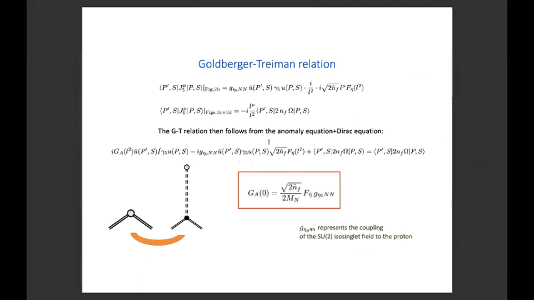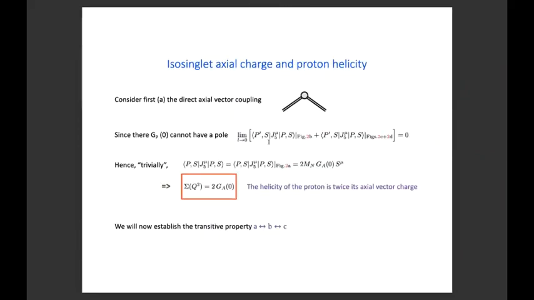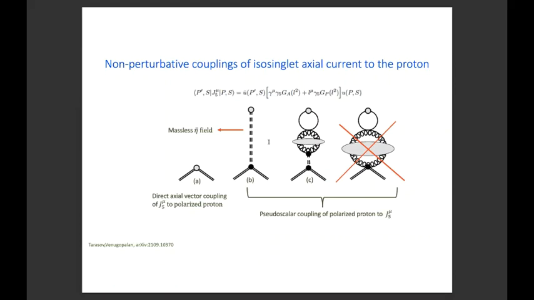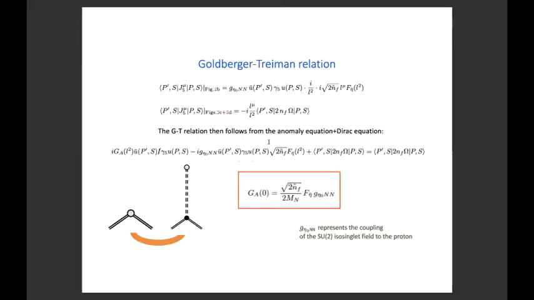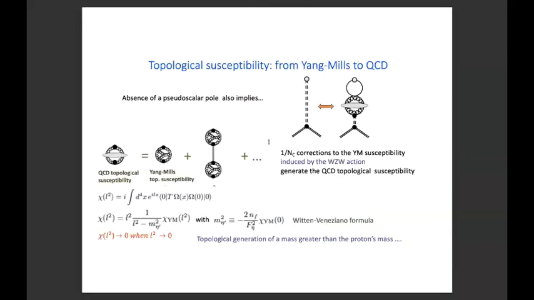It's a fundamental relation that relates the physics of what goes on in the axial vector sector to that of the pseudoscalar sector. And it's a fundamental property of the flavor non-singlet sector of the low energy dynamics of QCD. So this is a very important result.